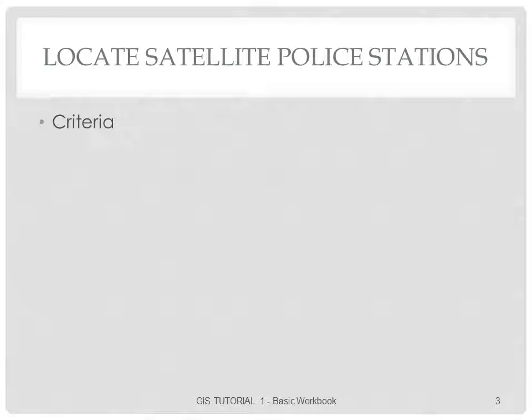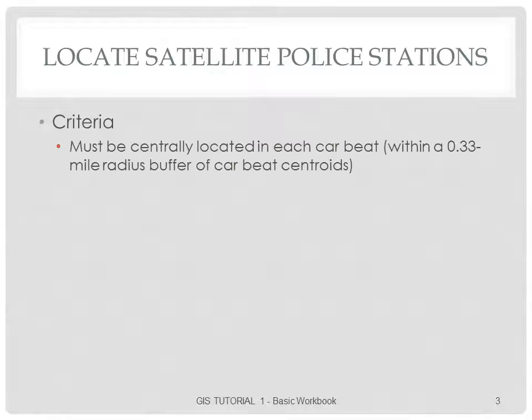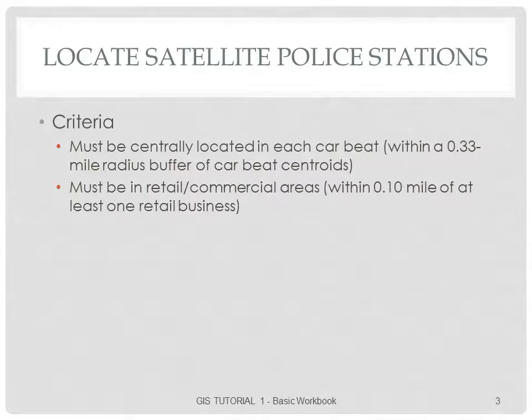First of all, the first step is to establish the criteria for location. In this case, the criteria are: they must be centrally located in each car beat within a 1/3 of a mile radius buffer of car beat centroids. They must be in retail commercial areas within 1/10 of a mile of at least one retail business. They must be within 5/100ths of a mile of major streets.